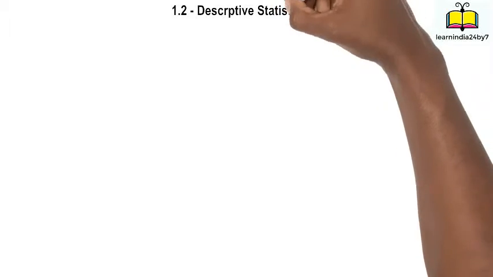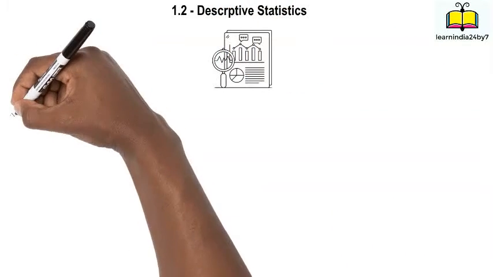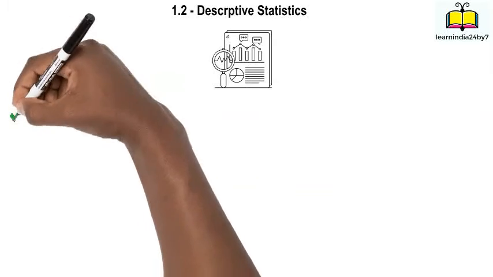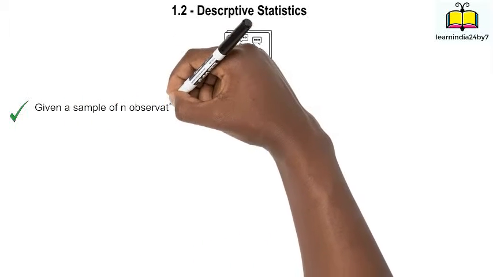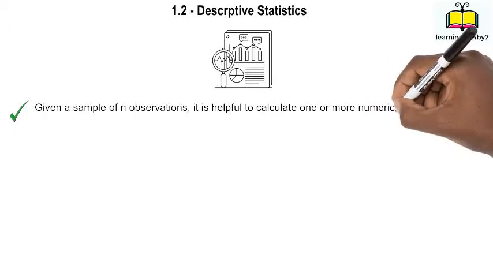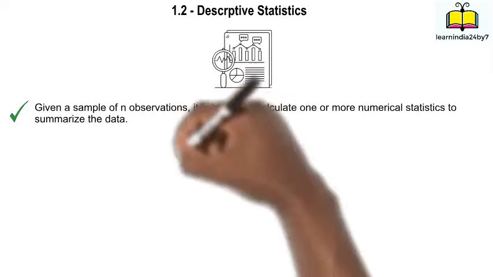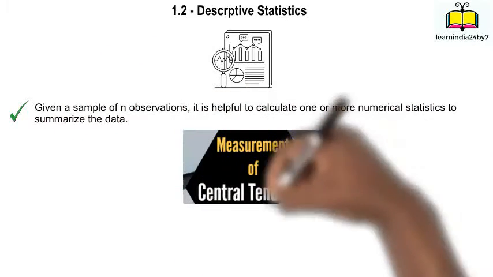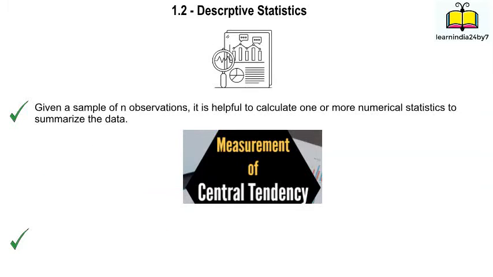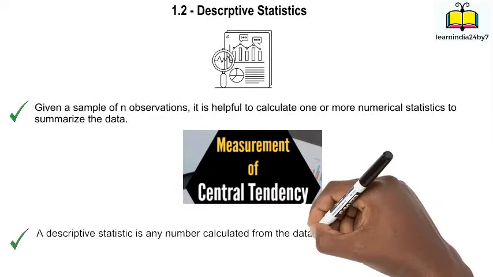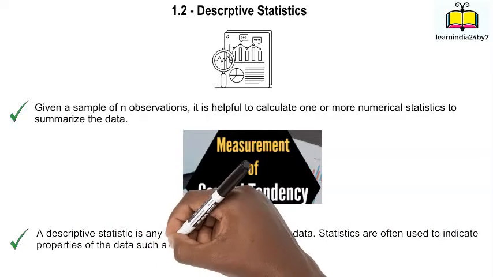Friends, let's discuss now about descriptive statistics. Given a sample of n observations, it is used to calculate numerical statistics to summarize the data. A descriptive statistic is any number calculated from the given data.